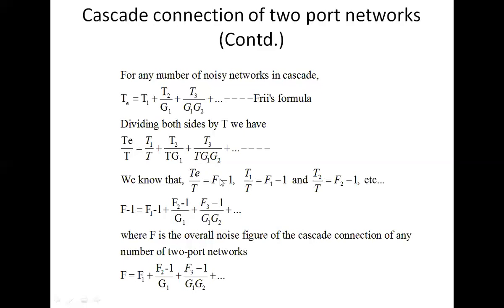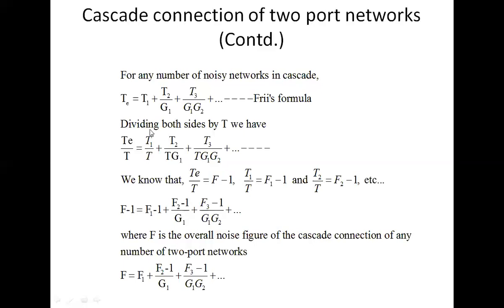So T by T is F minus 1 and T1 by T is F1 minus 1, corresponds to the first device. This T2 by T corresponds to the second device, F2 minus 1, etc. So instead of writing this Friis formula in terms of equivalent noise temperatures of the devices and overall noise temperature, we can also write it in terms of the overall noise figure F and the noise figures of different devices, F1, F2, F3, etc.